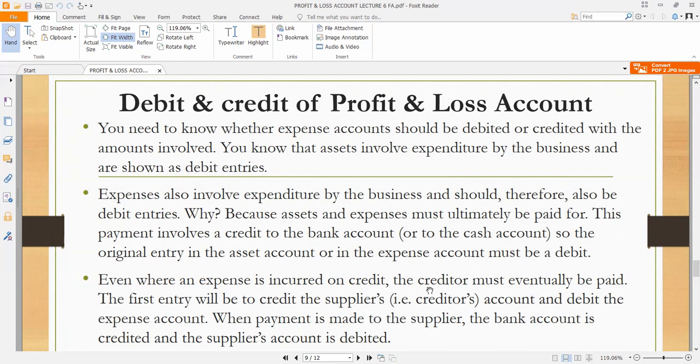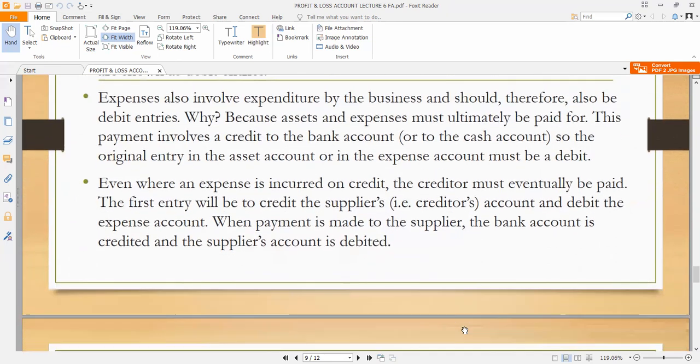Now, even where an expense is incurred on credit, the creditor must eventually be paid. The first entry will be to credit the supplier, for instance, we're talking about the creditors accounts, and debit the expenses account. So this is an extension. Now, when payment is made to a supplier, the bank account is credited and the supplier account is debited.